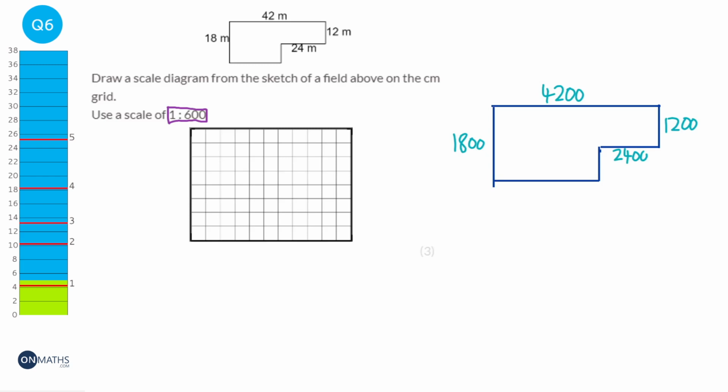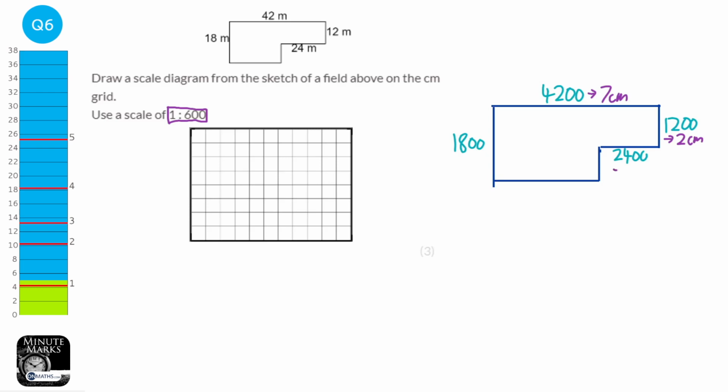So I'm going to start with the 4,200, and all you need to do is divide it by 600, and I get the answer of 7. So it's going to be 7 centimetres on our diagram. 1,200 divided by 600, it's going to be 2. So that's going to be 2 centimetres on our diagram.